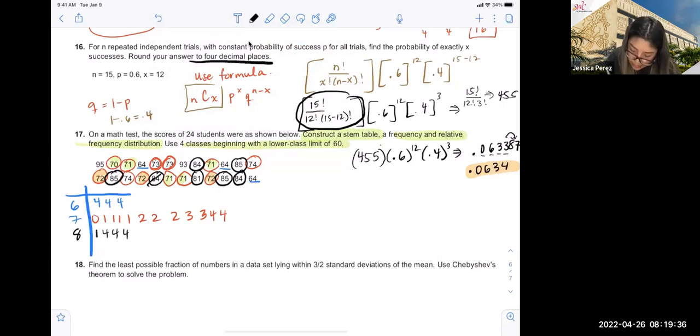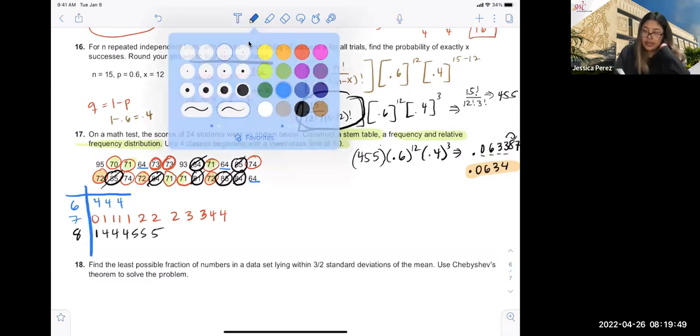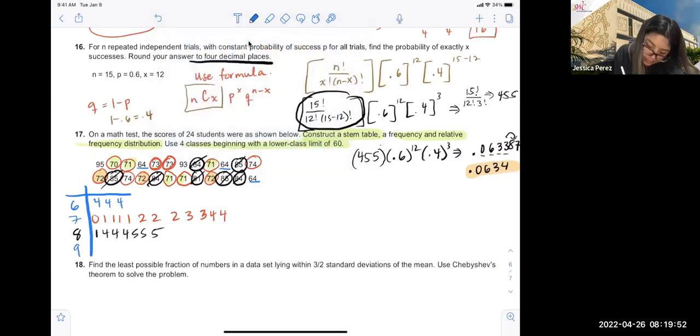Then I have so 1, 2, 3, and then I have 1, 2, 3, 85. And then last, but not least, is the 90s. I have 95 and 93, and that's it. And then we have 3 and 5. So I should have 1, 2, 3, 4, 5, 6, 7, 8, 9, 10, 11, 12, 13, 14, 15, 16, 17, 18, 19, 20, 21, 22, 23, 24. I should have 24. Okay, great.